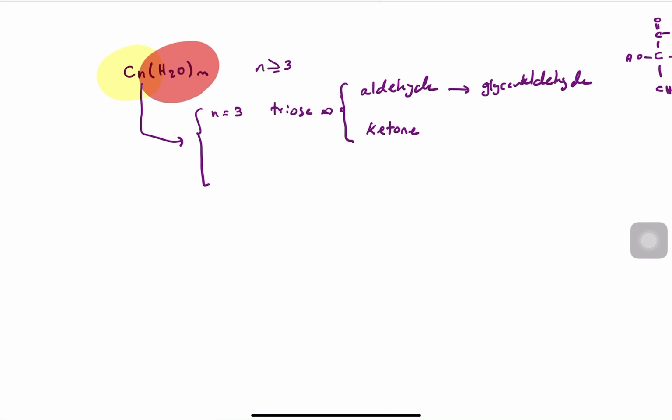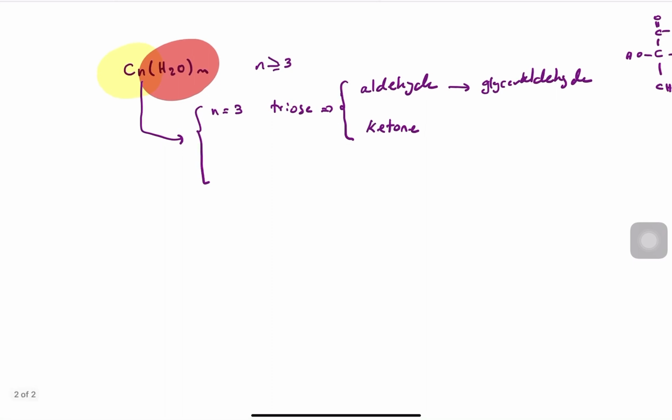The minimum number of carbons is 3 or bigger than 3, and with this classification we can start with carbon number 3. It is a triose. Ose means sugar, and 3 is the number of carbons. We have two types, aldehyde and ketone.